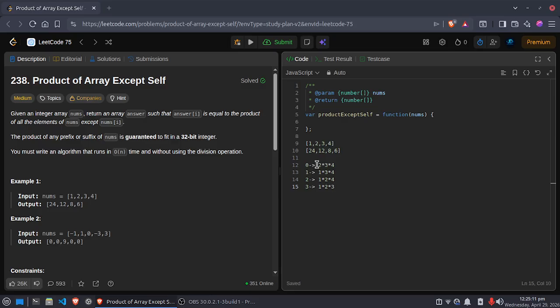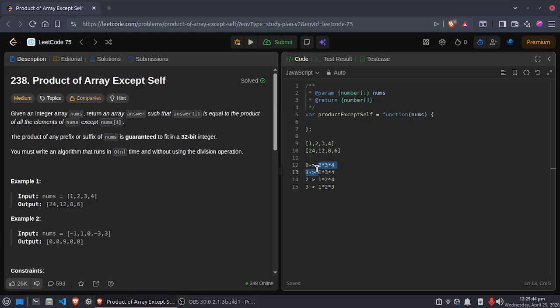So now the first thought many beginners get is, why not multiply everything once and divide by nums of i? And yes, that works. Means you have two options. Either use a nested for loop: start a for loop, and for every index, in the inner loop multiply the other elements for that index and store it in the answer array. But that is O(n squared) time complexity.